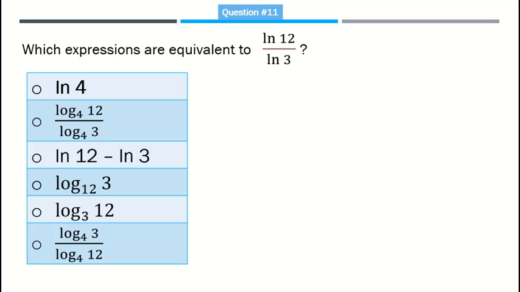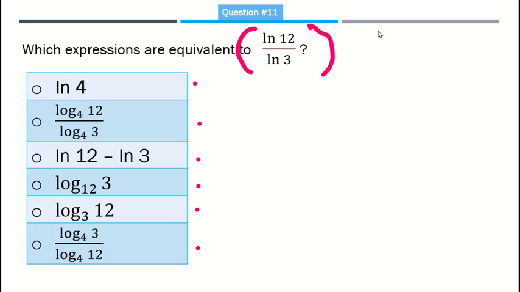For question number 11, let's take a minute and look at this carefully because we have an expression. Let me get my pen. We have an expression here that we're comparing to 1, 2, 3, 4, 5, 6 different expressions to tell whether or not they're equivalent. So let's just analyze this for a minute and talk about what it is that we're looking at.